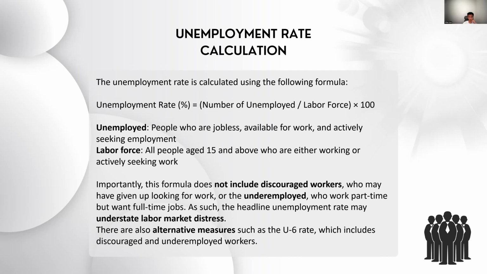Importantly, this formula does not include discouraged workers who may have given up looking for work, or the underemployed who work part-time but want full-time jobs. As such, the headline unemployment rate may understate labor market distress. There are also alternative measures such as the U7 rate, which includes discouraged and unemployed workers.